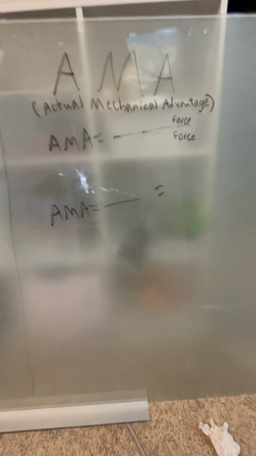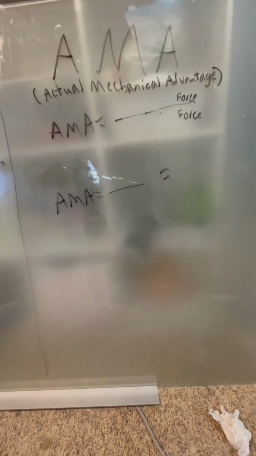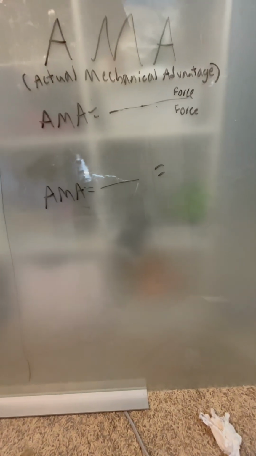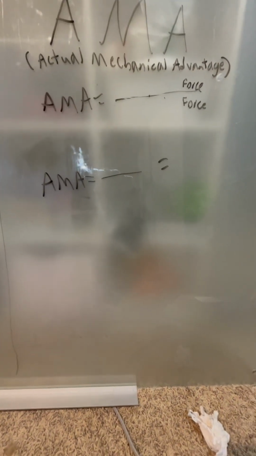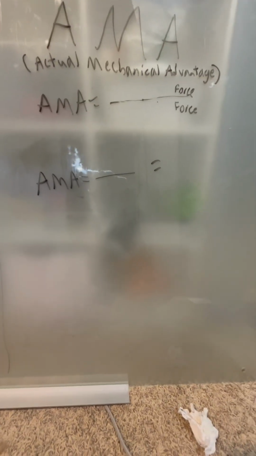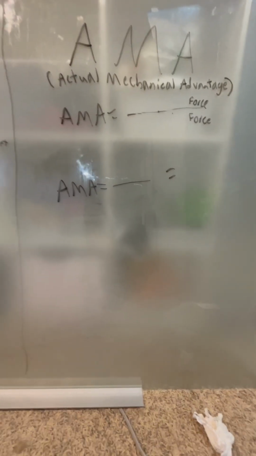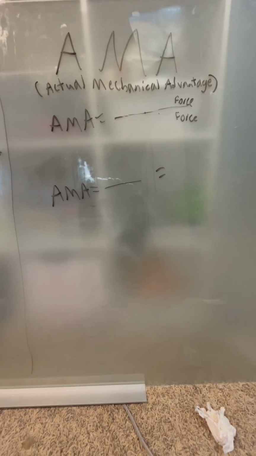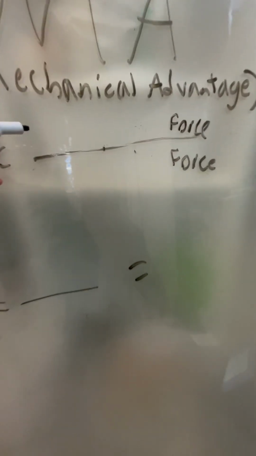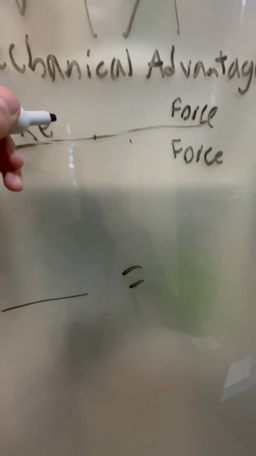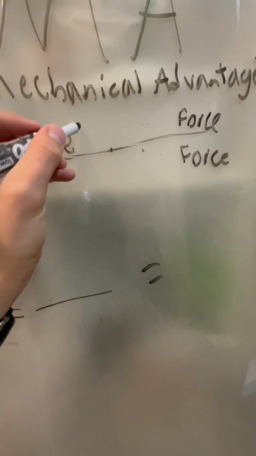So, for those of you who are wondering why the video is still going, it's because we have plenty of things to cover, and one of those is AMA. AMA is the actual mechanical advantage, or the experimental results of how effective the ramp is. This includes friction. AMA's formula is simple. It's just the resistance force, or how much force is making it hard to move something.